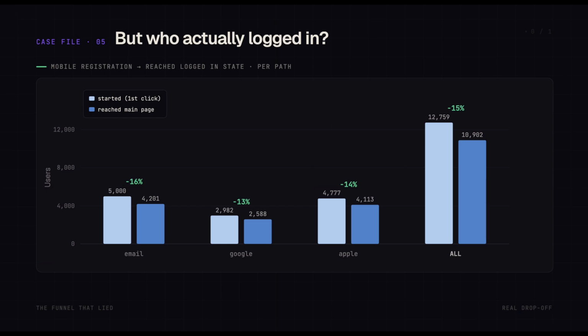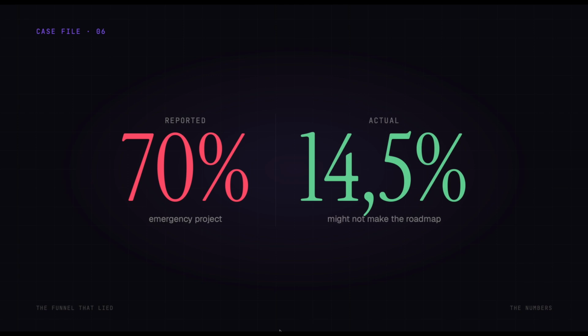So we see a completely different picture from what the company saw in their chart and panicked about. And this is the part that matters. The dashboard screamed a 70% drop. The real drop, measured properly, was around 14 and a half percent. Those two are completely different businesses. One is an all-hands emergency. The other doesn't even make the roadmap.